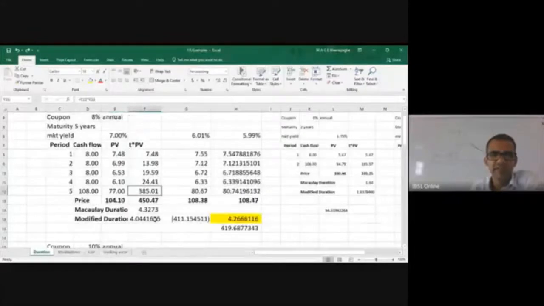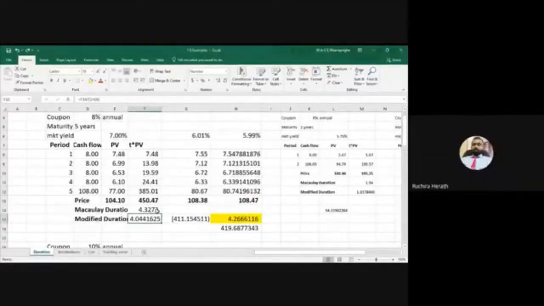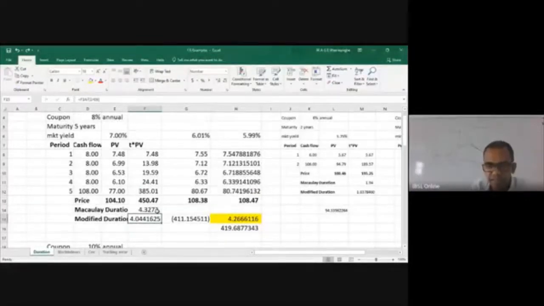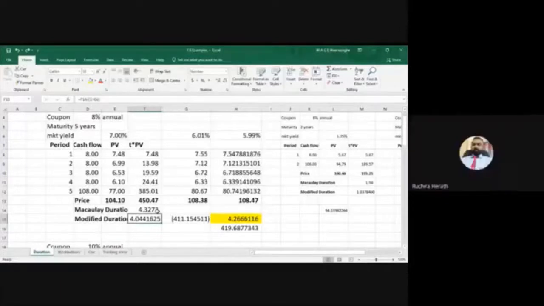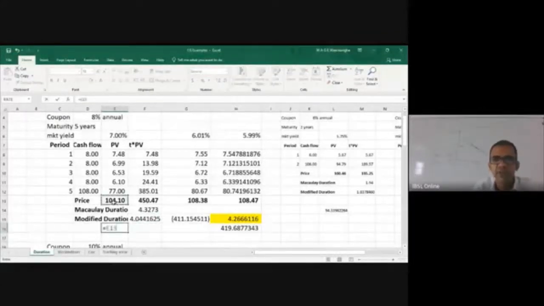What is the interpretation of this modified duration? This is the interest rate sensitivity. So how do we interpret this? If the interest rate goes up by 1%, the price of your bond will decrease, because if the yield increases, the price decreases. So yes, the price will decrease by 4%. So what would be the new price? This is only an approximation. 104.1 is the current price. If it decreased by 4%, it would be only 0.96 times that.